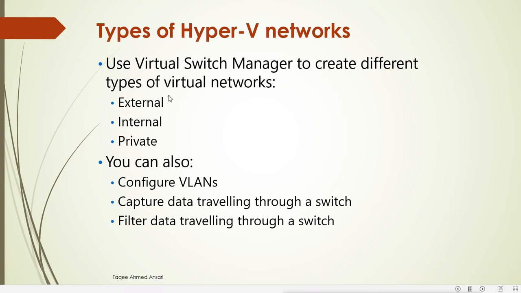So we have external, internal and private, and also we have the VLAN configuration. We can also capture the data through the switch, and we can also assign a filter. We can filter the data traveling through the switch also. Now first, what is the virtual switch and why do we need it, what do external, internal and private do, and also what are VLANs.